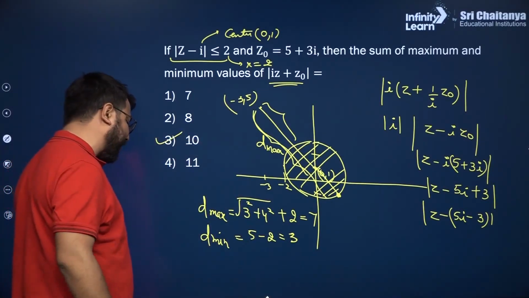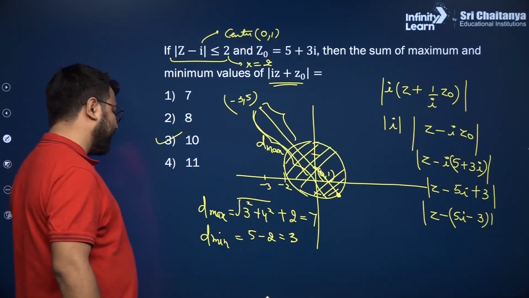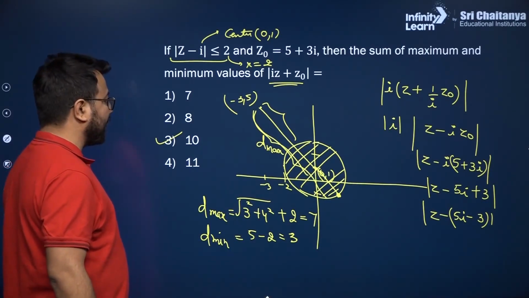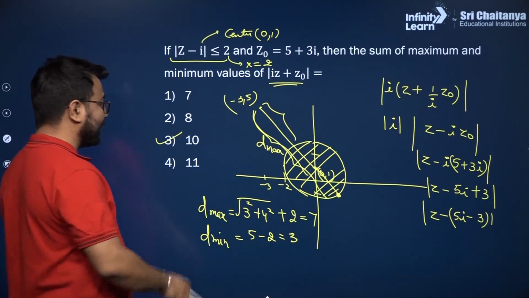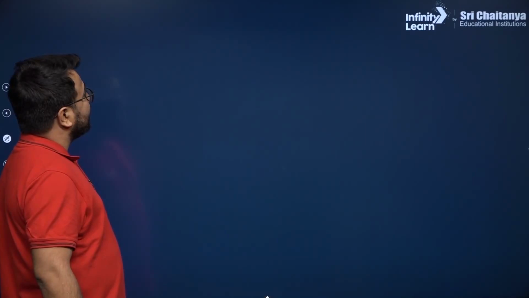So that is why we are obtaining option C to be the final answer. Is it clear to you? Are you able to understand this? If this is clear to you, then we can go ahead. Okay, so let us start with the next question.